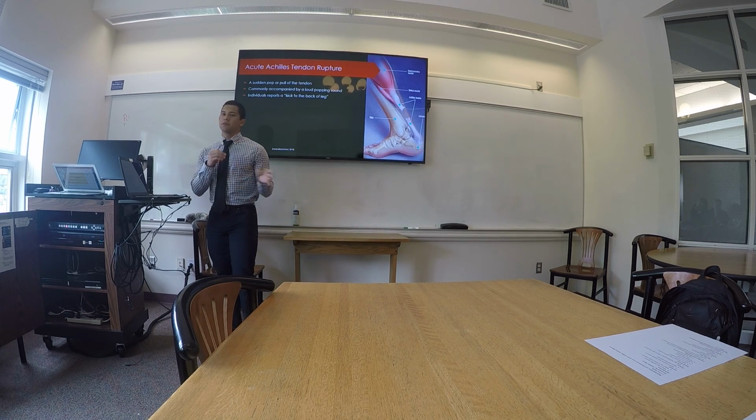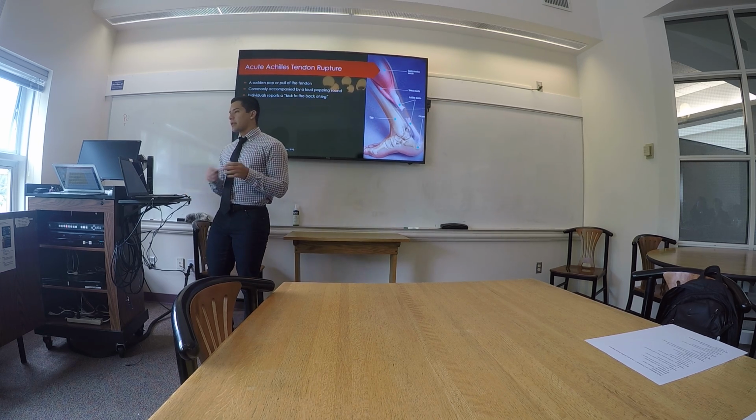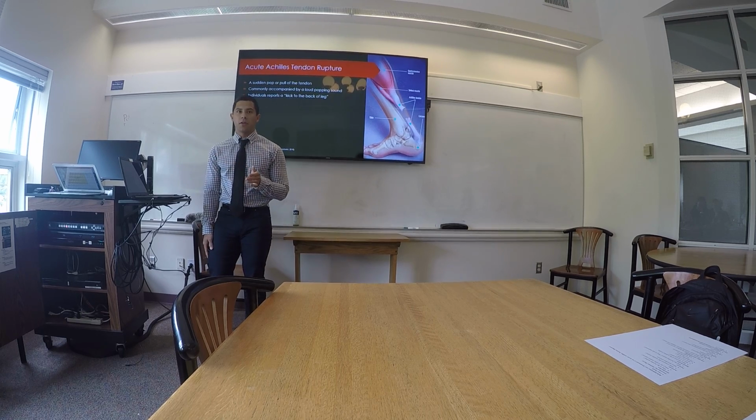So, moving away from just general anatomy, this is an injury. An acute Achilles tendon rupture is generally classified as a sudden pop or a pull of the tendon. It's commonly accompanied by a feeling of being kicked in the back of the leg. It's usually a sharp pain, and it's pretty loud when it happens.